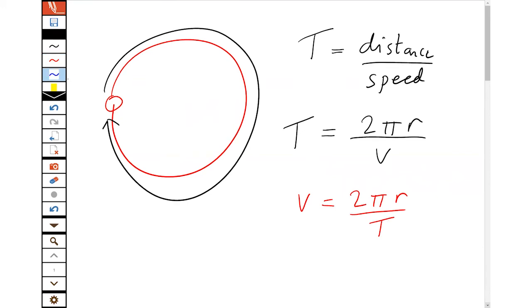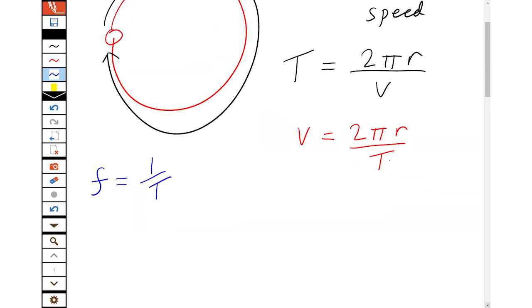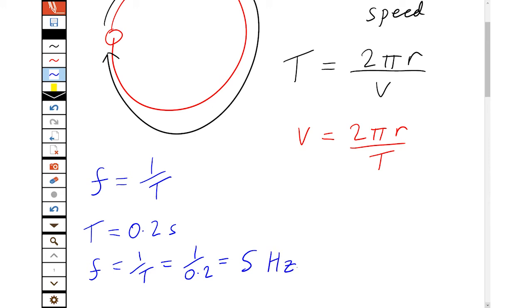Another word is the frequency. How many times does it go around every second? And that's just 1 over the period. Now we can see how that works. If the period is 0.2 seconds, it takes 0.2 seconds to go around a complete circle, then the frequency is 1 over 0.2, which is 5 hertz. So it'll go around the circle 5 times every second.